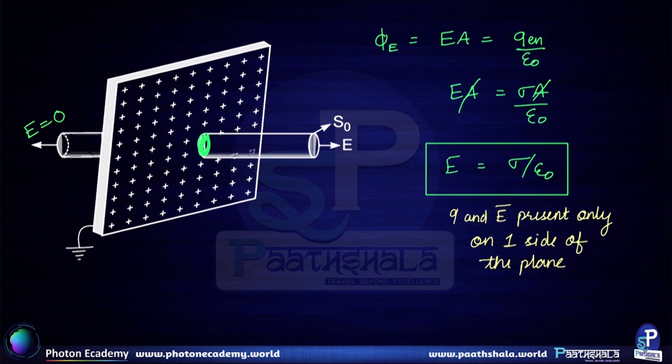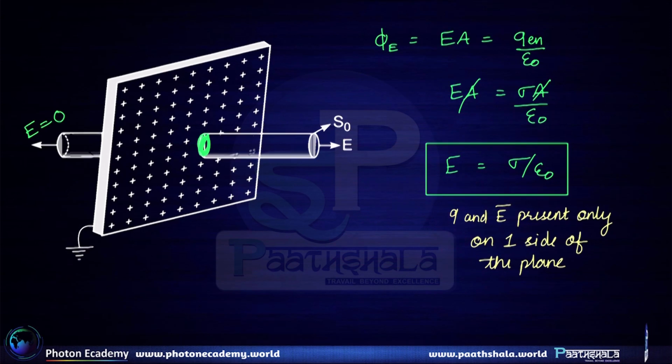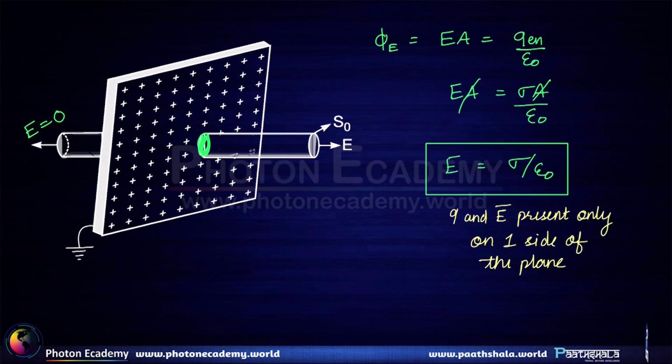Similarly, over here as well, the electric field is uniform towards the right hand side and towards the left hand side the electric field is 0. And thus, we have studied the application of Gauss's law for the cases of planar symmetry.